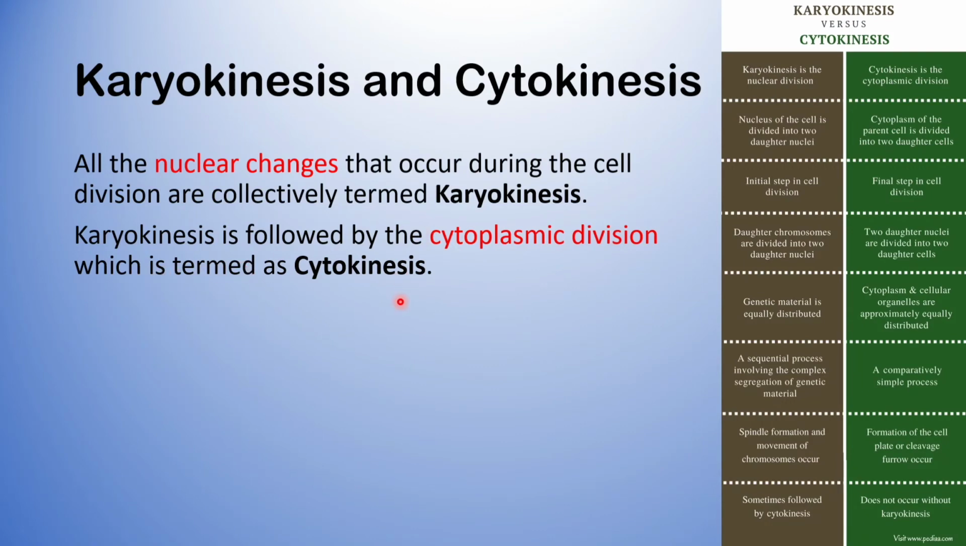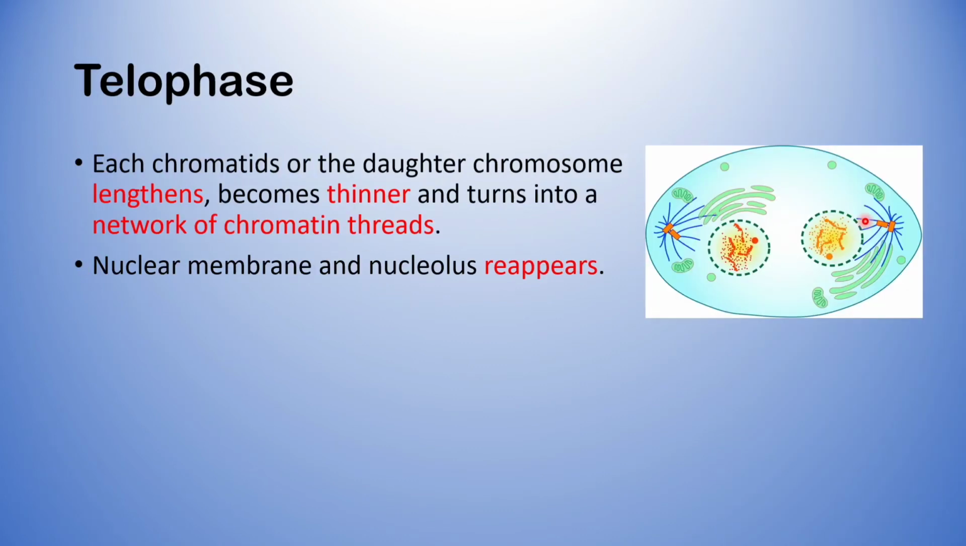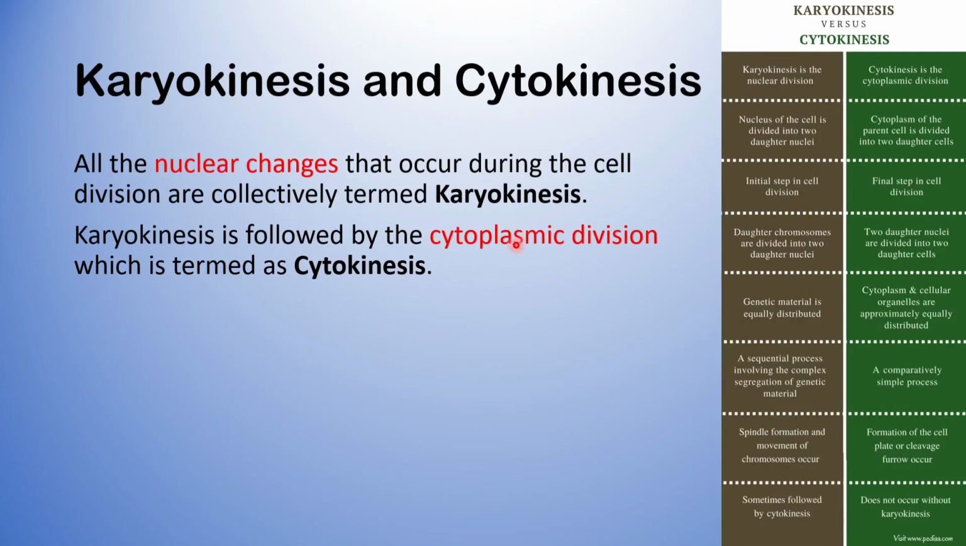As you can see in telophase, after the division of the nucleus in the cell, the cytoplasm also divides. This cytoplasmic division, which follows karyokinesis, is termed cytokinesis.